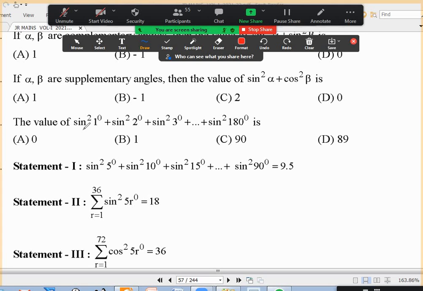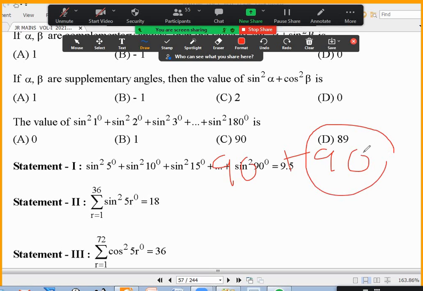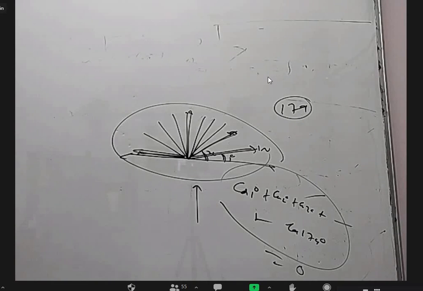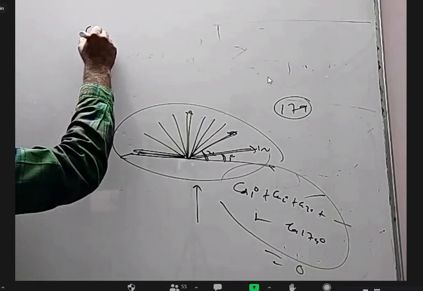Let us wait. These are the total terms. How many terms are these? 180 terms. So what I will do, I'll write the first 90 terms plus the second 90 terms. I'll split into 2 parts. I'm just telling it orally, so that with that hint, if somebody has a doubt, you can try.